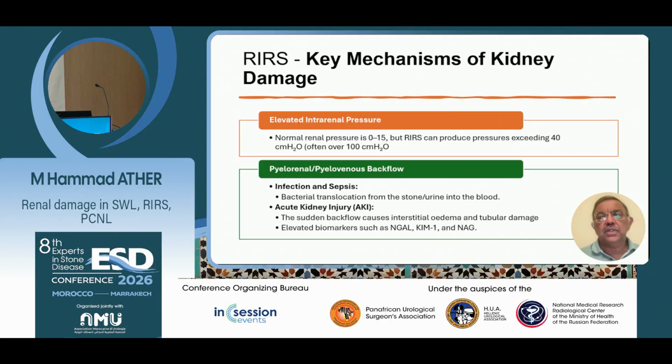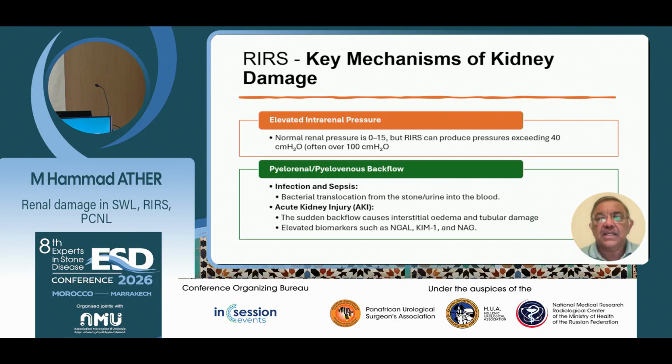Perhaps one of the most frequently performed endourological interventions for stone disease in the 21st century is flexible ureteroscopy. The mechanism for flexible ureteroscopy related renal damage is due to elevated intrarenal pressure. We know that the typical resting pressures are between 0 to 15. However, during flexible ureteroscopy, the pressures can go up to 40 and even at times 100 centimeters of water.